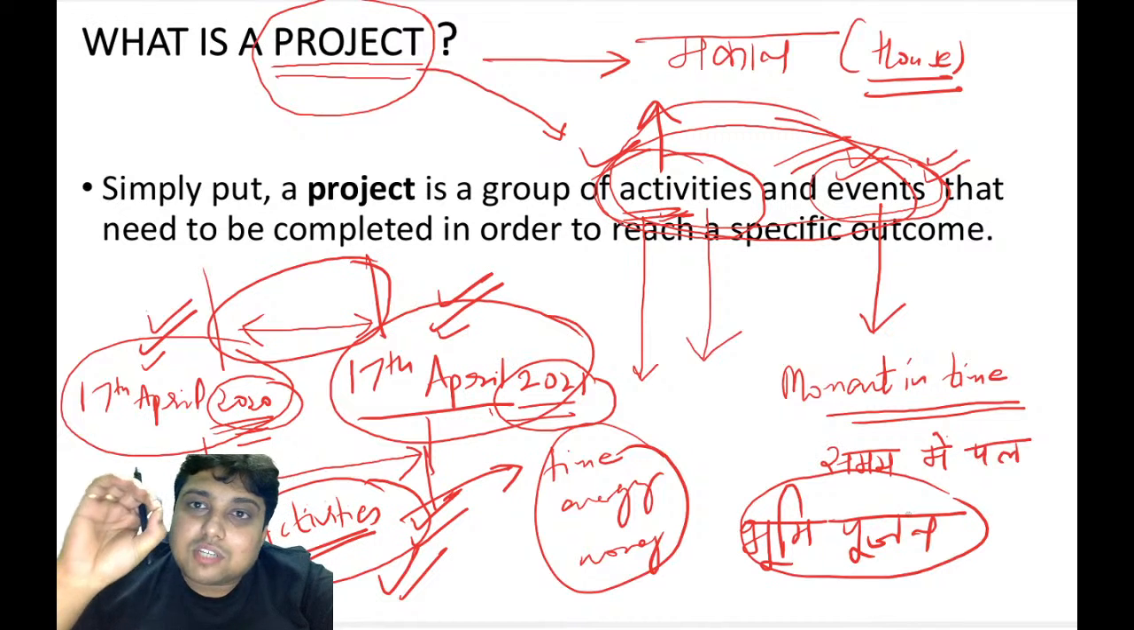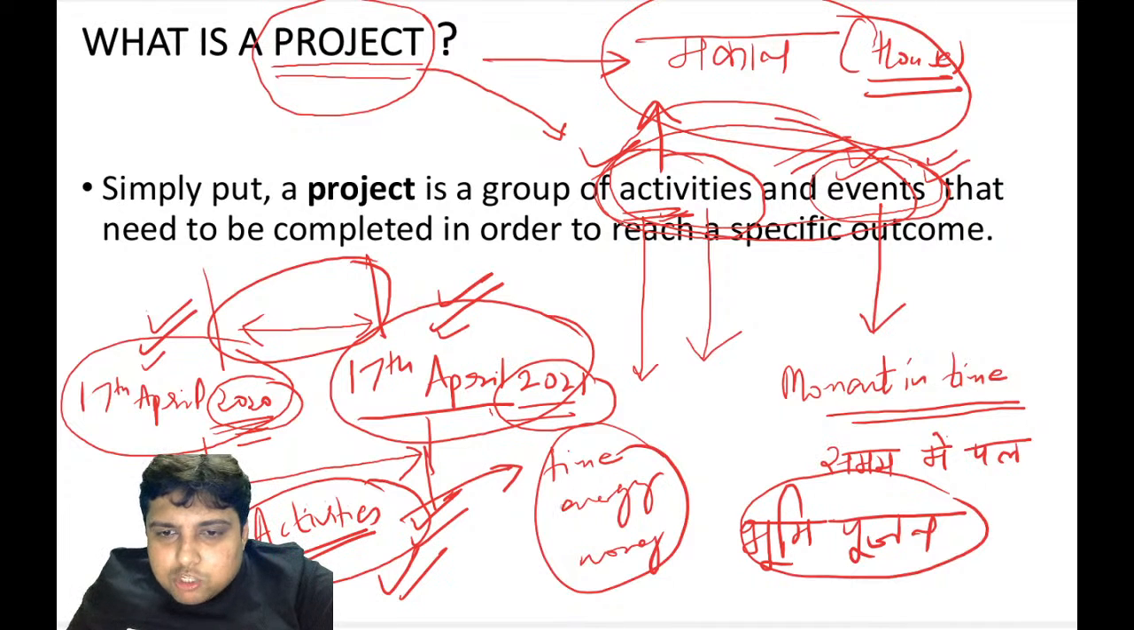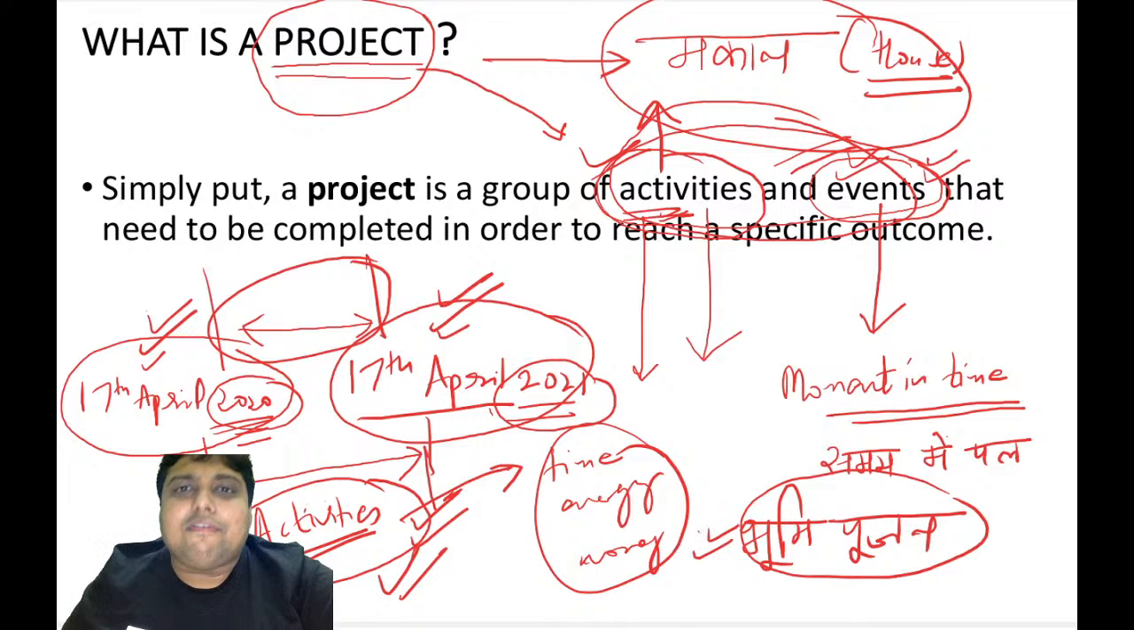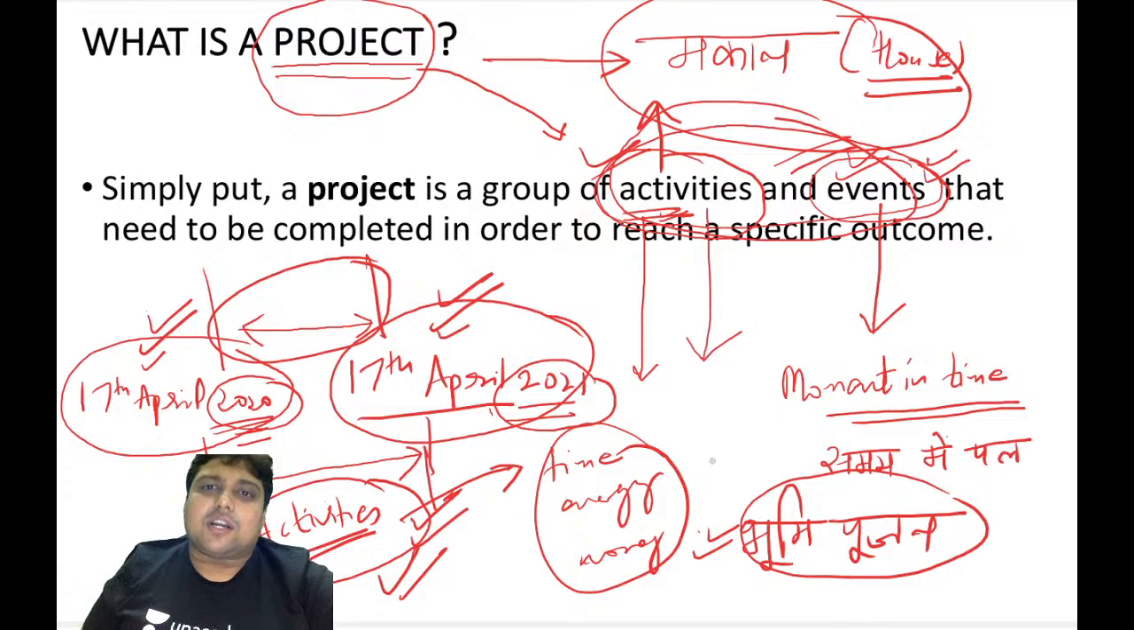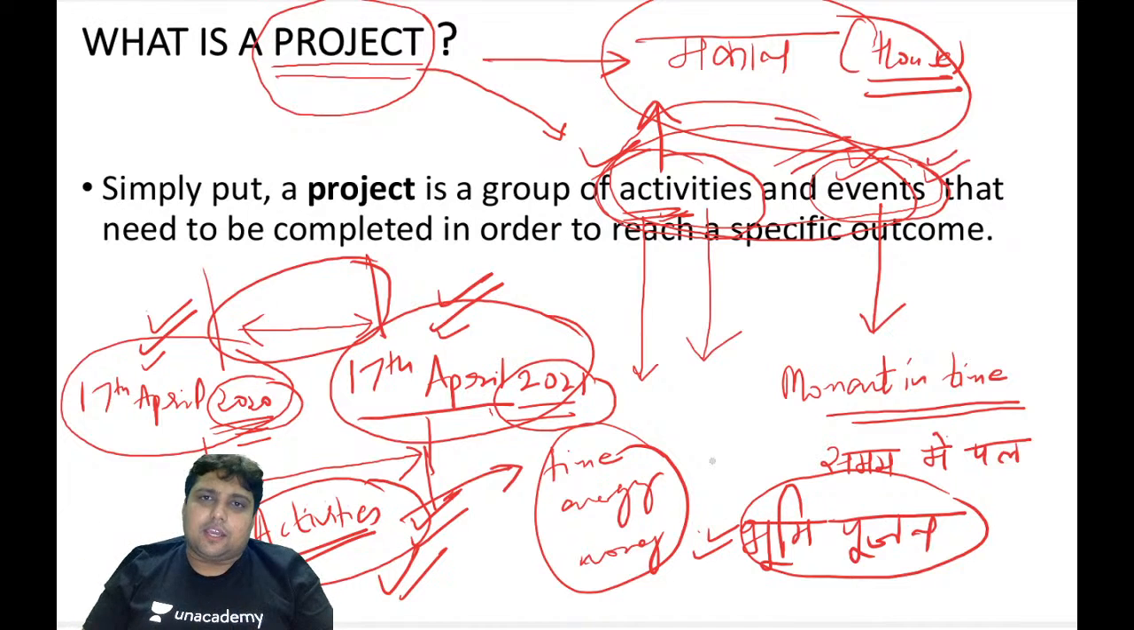So a house construction, a home construction process is considered a project. And Bhumi Pujan is an activity. When I say I have to construct a house, the first thing we need to do is make sure that we purchase a land. Purchasing a land itself is an activity.